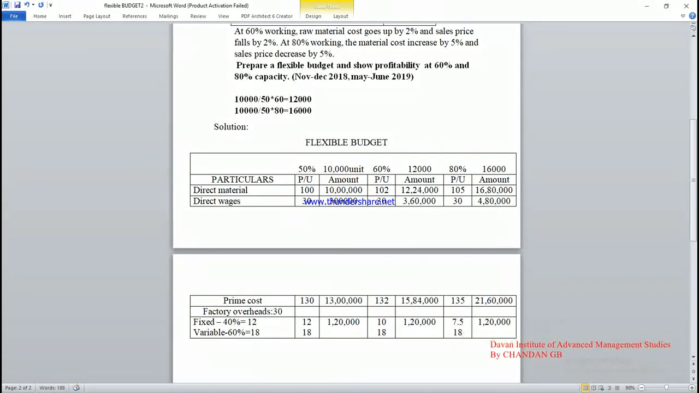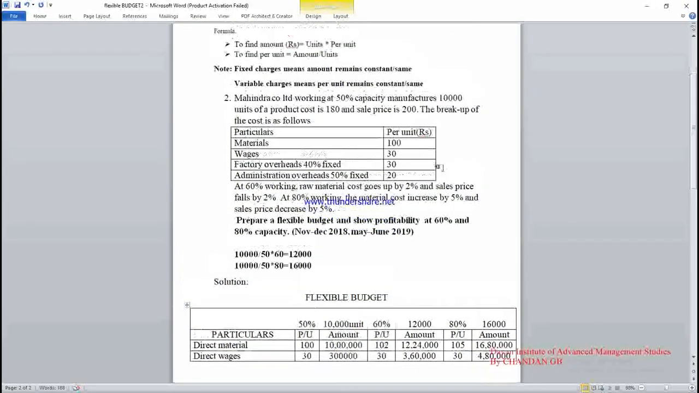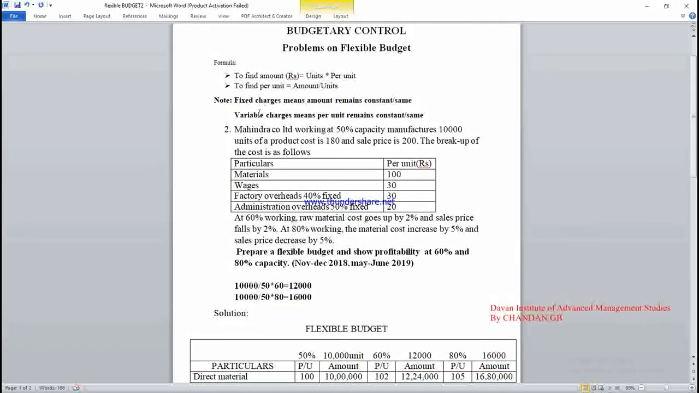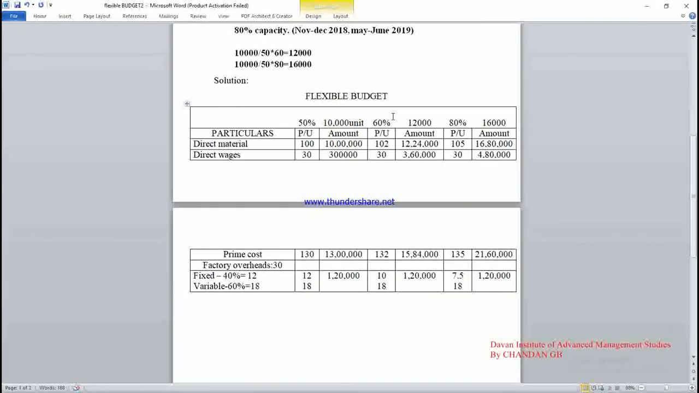Are you getting it right? If you are having any doubts regarding this variable, fixed and semi-variable charges, please contact me. I will tell you clearly. 18 rupees is the concept of per unit for all the capacity. See, check out. Variable charges means per unit remains constant for all the capacity.